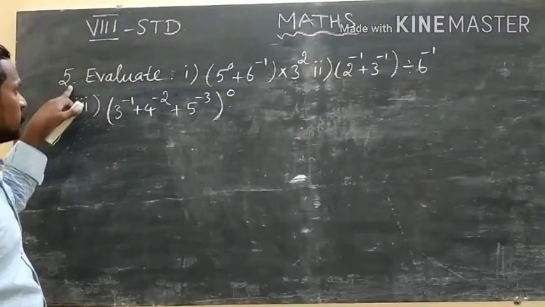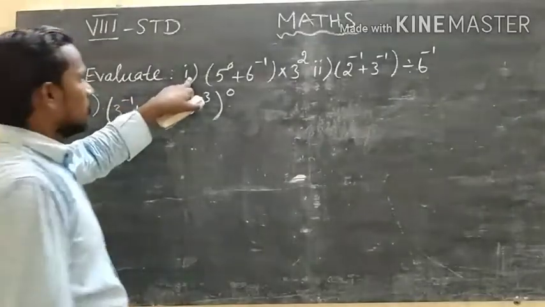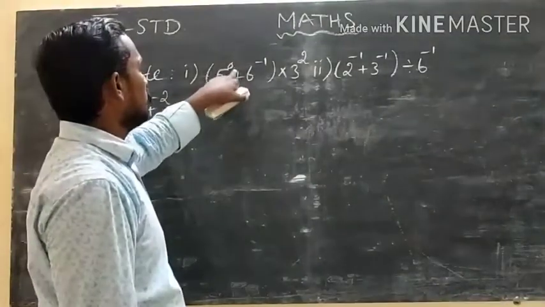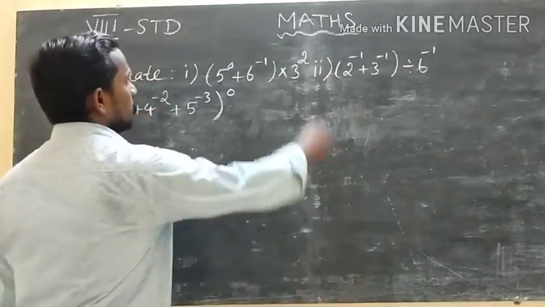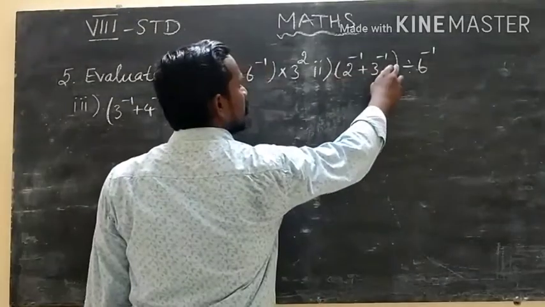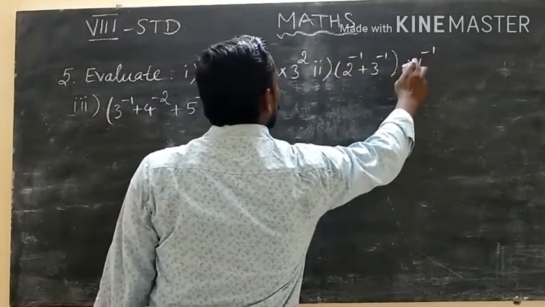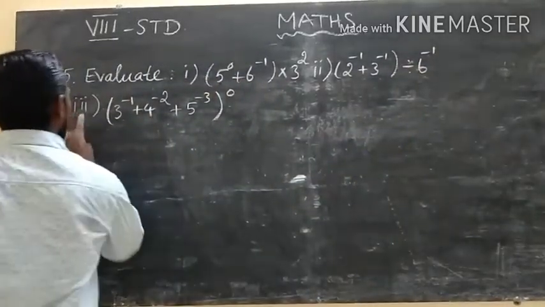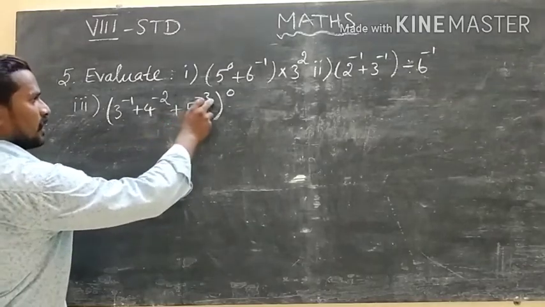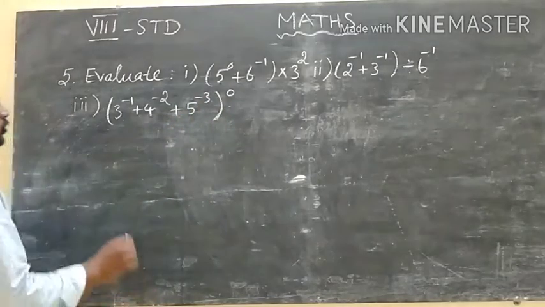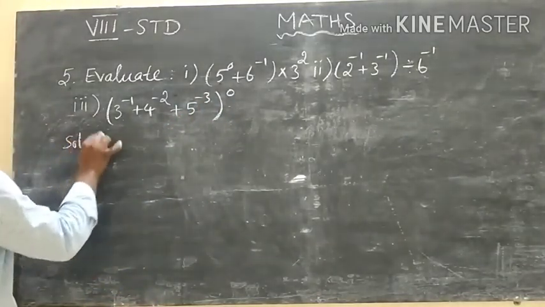Next, the fifth question. Evaluate. First question, 5^0 plus 6^-1 into 3^2. The second question, 2^-1 plus 3^-1 divided by 6^-1. The third question, (3^-1 plus 4^-2 plus 5^-3) whole power 0. The solution.